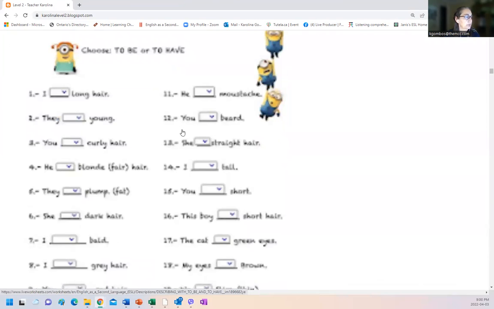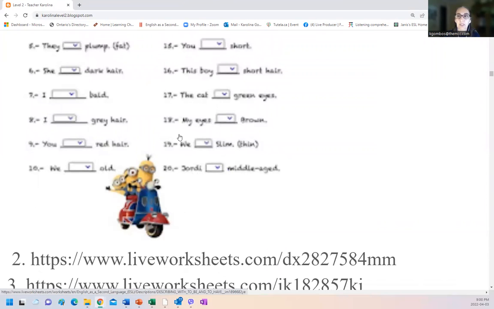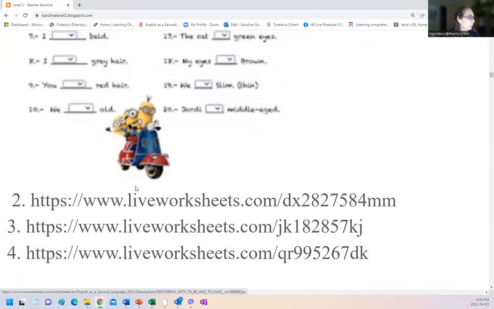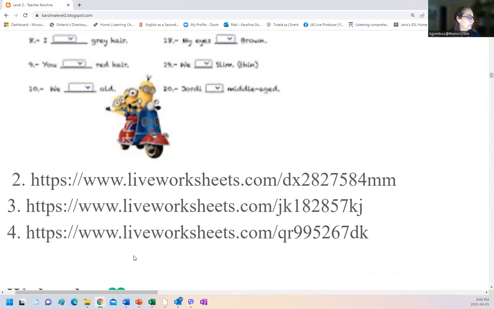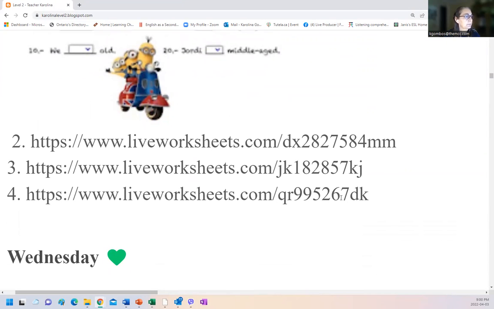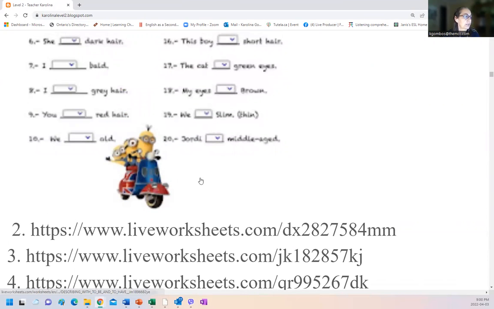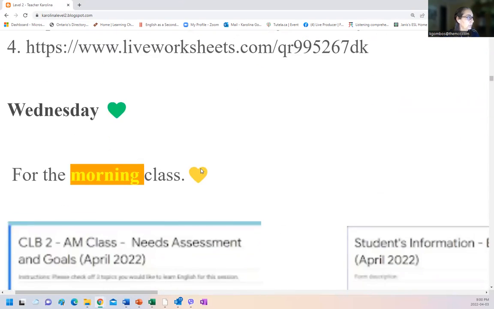I'm not going through these exercises now. We'll do it together on Tuesday. So I have 1, 2, 3, and 4 exercises that we will be doing on Tuesday, and then you can pick and try it yourself for your homework.